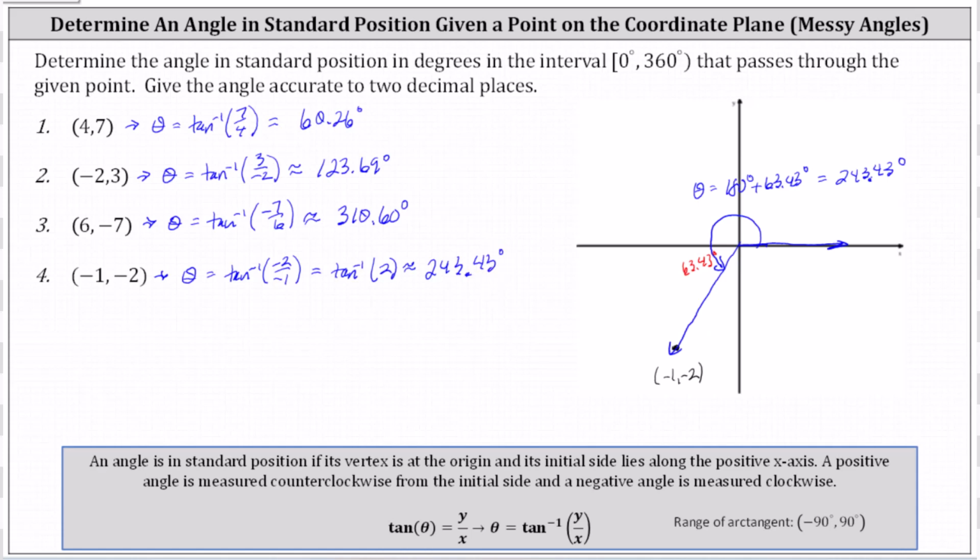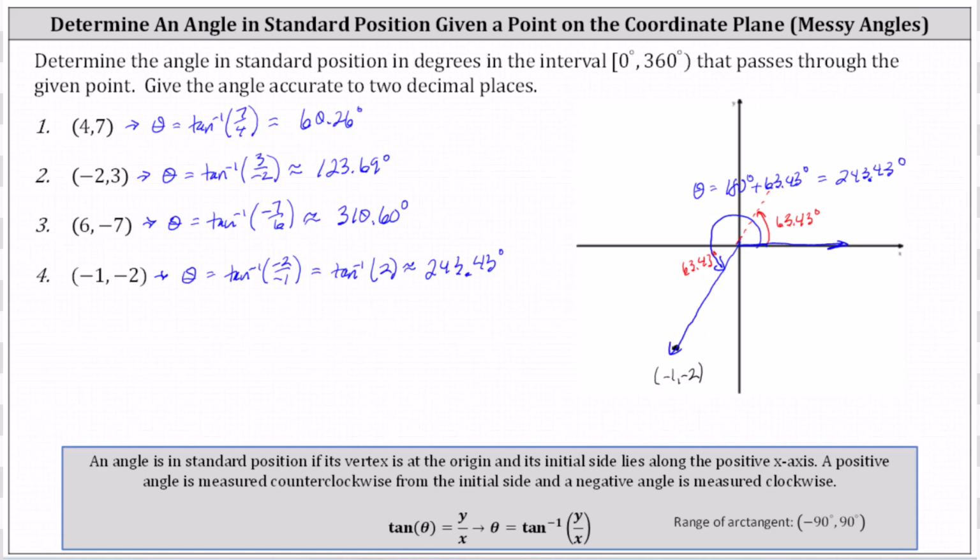The other option is to sketch the angle given by the calculator in standard position, where the terminal side would be pointing in the opposite direction of the terminal side of our angle theta. So this angle here would be 63.43 degrees. And therefore, another way to determine the angle we want would be to add 180 degrees to the angle 63.43 degrees, which we already did.